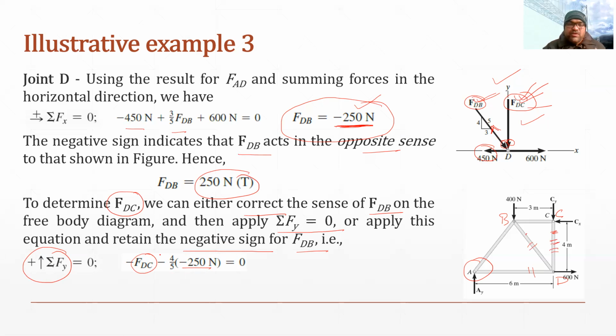And after this, when we solve it, we find the value of FDC as 200 Newton. And this value is positive, which means the sense that we have assumed in member DC is correct. And it is in tension.